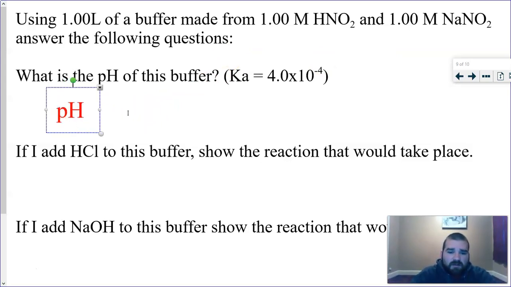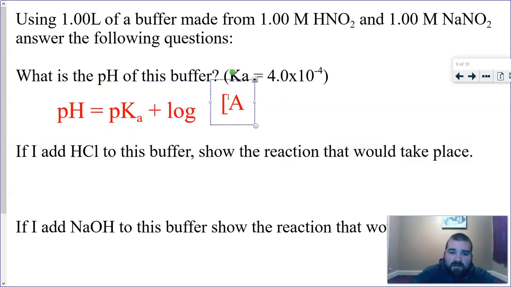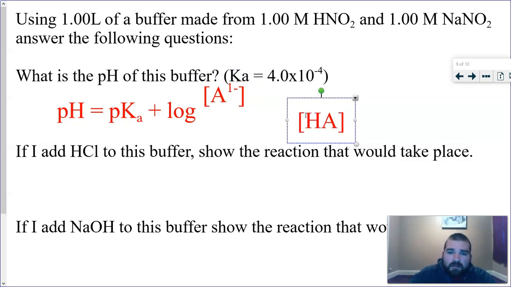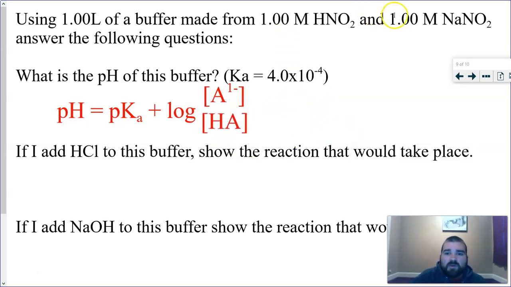So pH equals pKa plus the log of base over acid. So A1- divided by HA. I'm not even going to put a little fraction bar in because it's not worth my time. All right. So if these molarities are the same, 1 and 1, which they are, all we need is the pKa, right? pKa and pH are going to be the same because when this ratio is 1, this whole factor is going to be 0. Log of 1 is nothing.